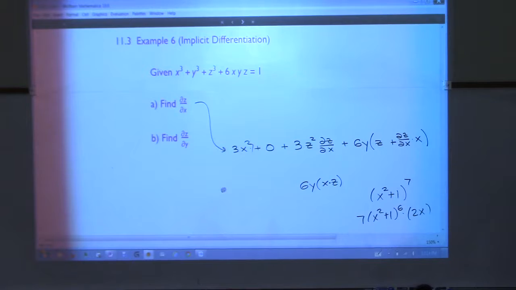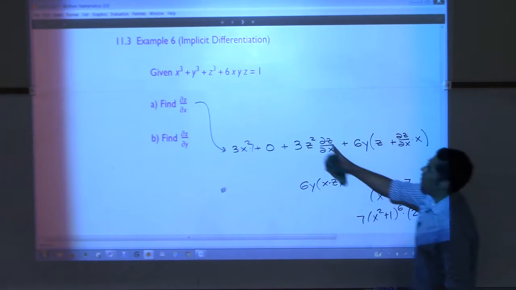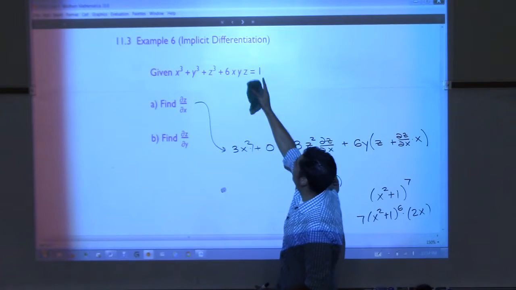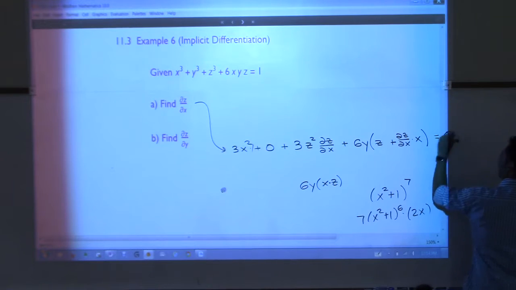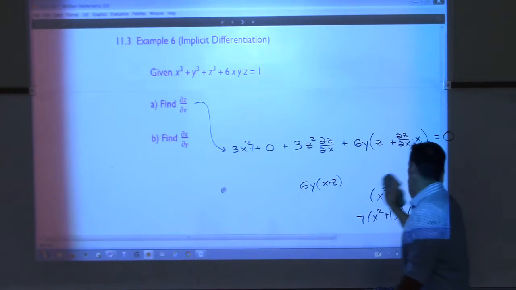Okay, good question. All right, I'm not done, right? What else do I have here? I finished this off, right? Equals what? 0. The derivative of the other side is 0. So now you have an equation.